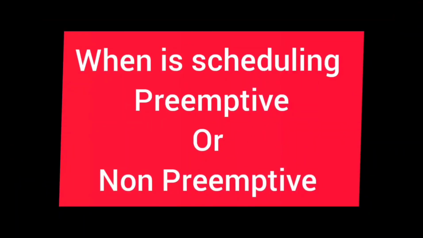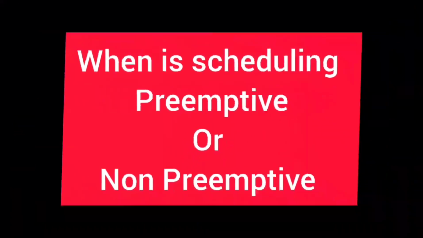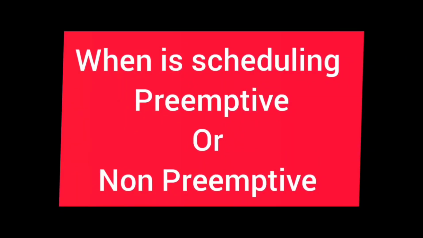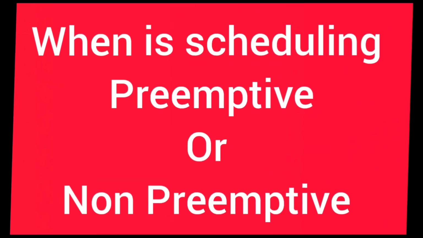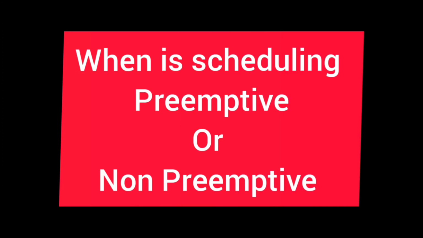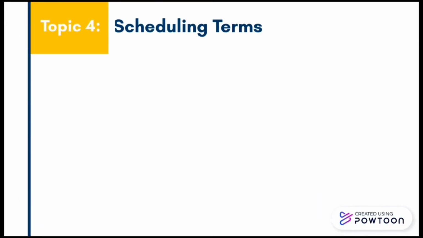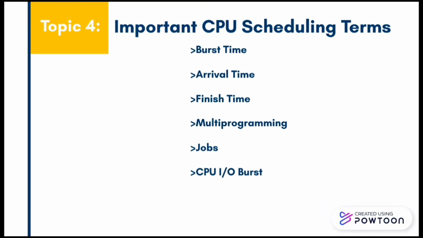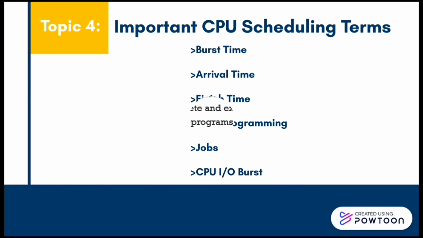Along with these 2 conditions, if a specific process is switching from the running state to the ready state, or from the waiting state to the ready state, then in these cases, the scheduling techniques are said to be preemptive. So these are the 4 parameters which the CPU scheduler would look into to characterize scheduling as preemptive or non-preemptive. Moving on to our next topic, that is important CPU scheduling terms.